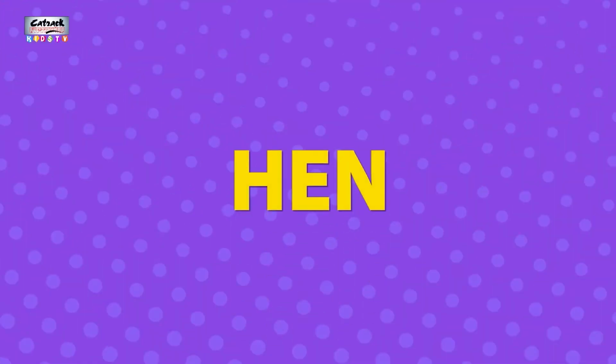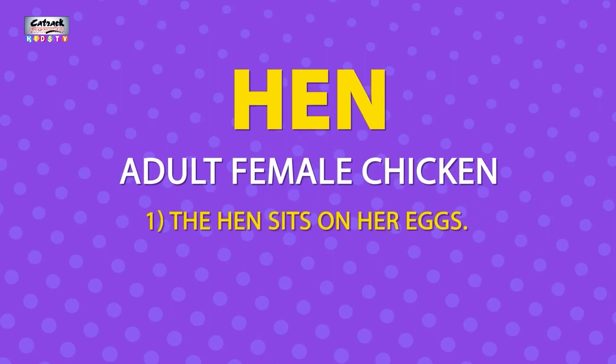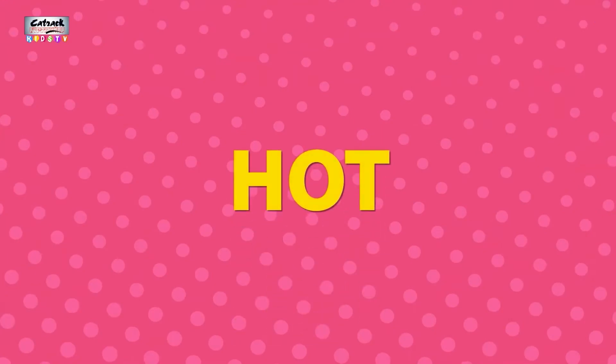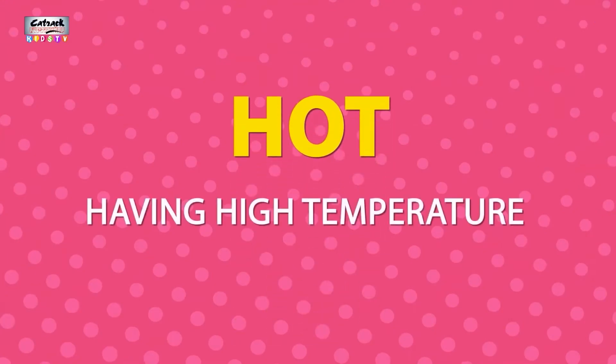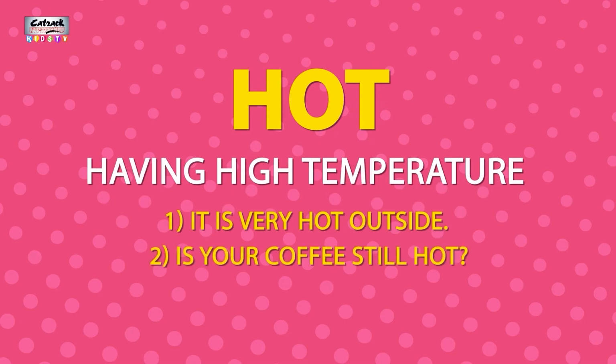Hen, adult female chicken. Example sentences. The hen sits on her eggs. The kittens were sitting near that hen. Hot, having high temperature. Example sentences. It is very hot outside. Is your coffee still hot?